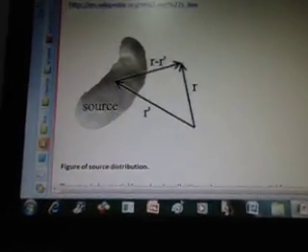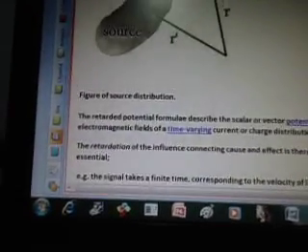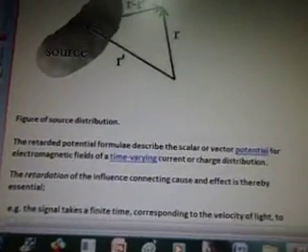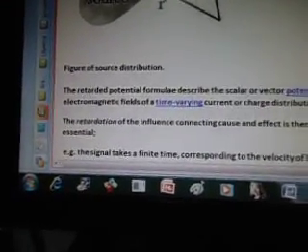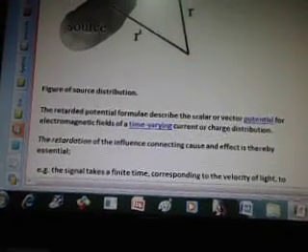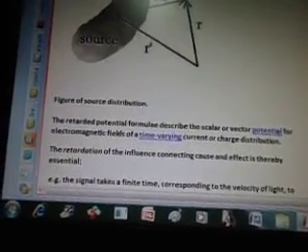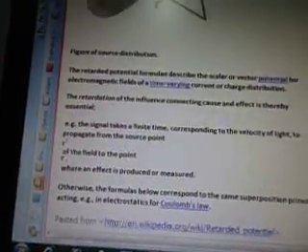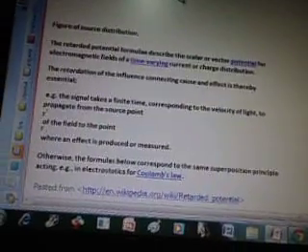This is source. It looks like that. Source distribution. The retarded potential formula describes the scalar or vector potential for electromagnetic fields of a time-varying current or charge distribution. The retardation of the influence connecting cause and effect is thereby essential.